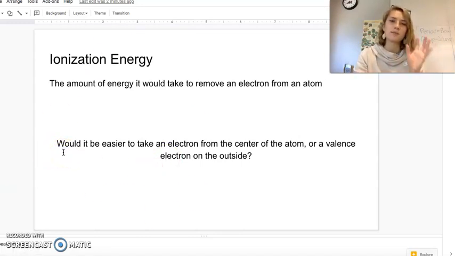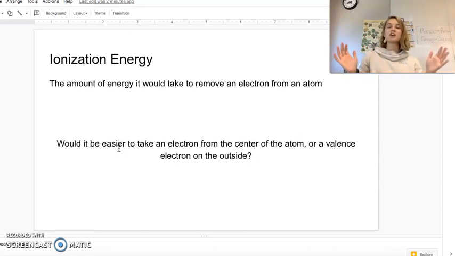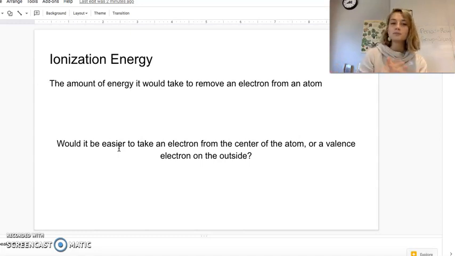Big question you want to think to yourself, maybe try and answer on your own right now, is would it be easier to take an electron from the center of the atom or a valence electron, so one that's on the way outside of your atom? So if you want to pause the video to think and try and answer that question, please do, but let's think about it for a second.